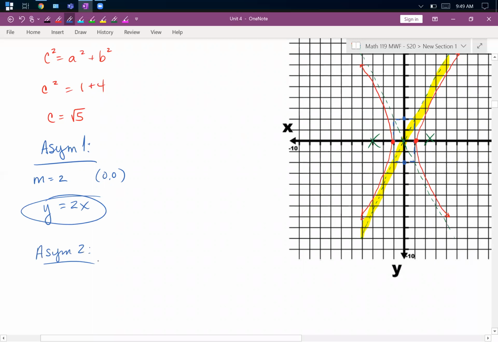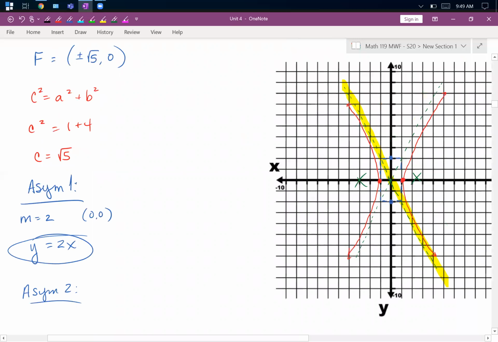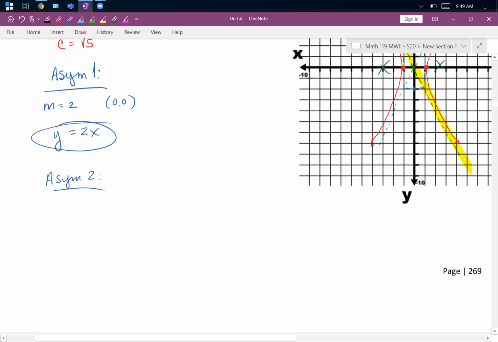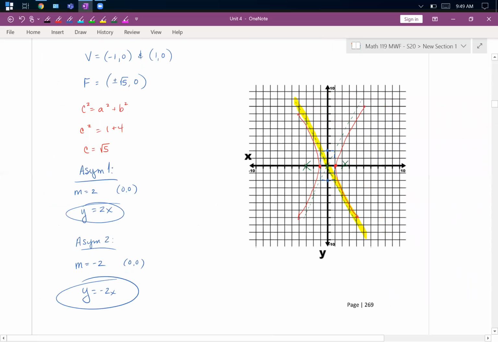And then asymptote number 2, its slope is always just the opposite of the other asymptote. So since we had a slope of +2, we know that this is a slope of -2, and it's passing through the point 0, 0 as well. So our second asymptote is y equals -2x. And that's our hyperbola. Any questions?